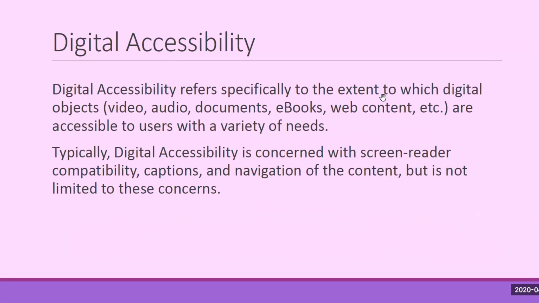So digital accessibility specifically is the extent to which a digital object, so your video lectures, your audio files, your documents, ebooks, web content, your learning management system, the extent to which that is actually accessible and usable to students with a variety of different needs. We're going to focus on screen reader compatibility, captions, and navigation, but it's not limited to these concerns, and we will touch on some other things that you can design for.